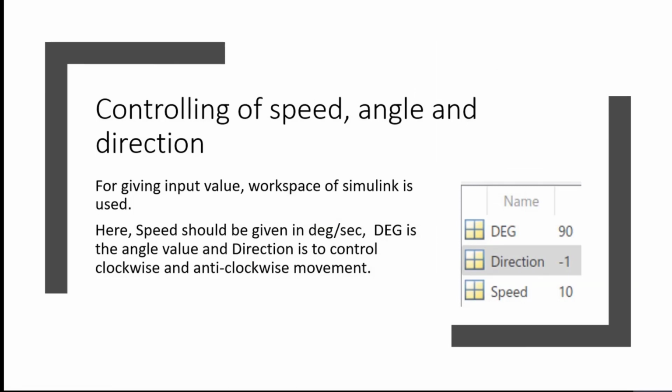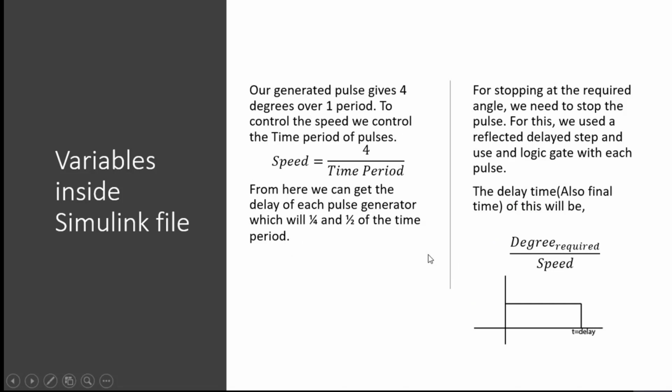For the controlling part, we use Simulink gate signals for the phases of the stepper motor. Here we will give input values from the workspace: one for the angle, another for direction, and another for speed. Angle should be given in degrees, speed should be given in degrees per second, and direction value is 1 for clockwise rotation and -1 for anti-clockwise rotation. With these variables, all the parts inside the Simulink model are controlled through some equations.